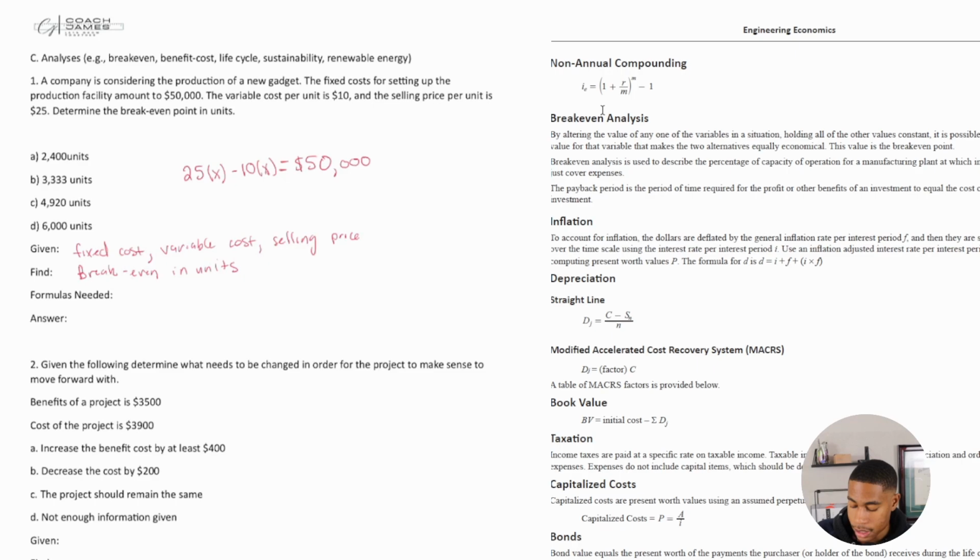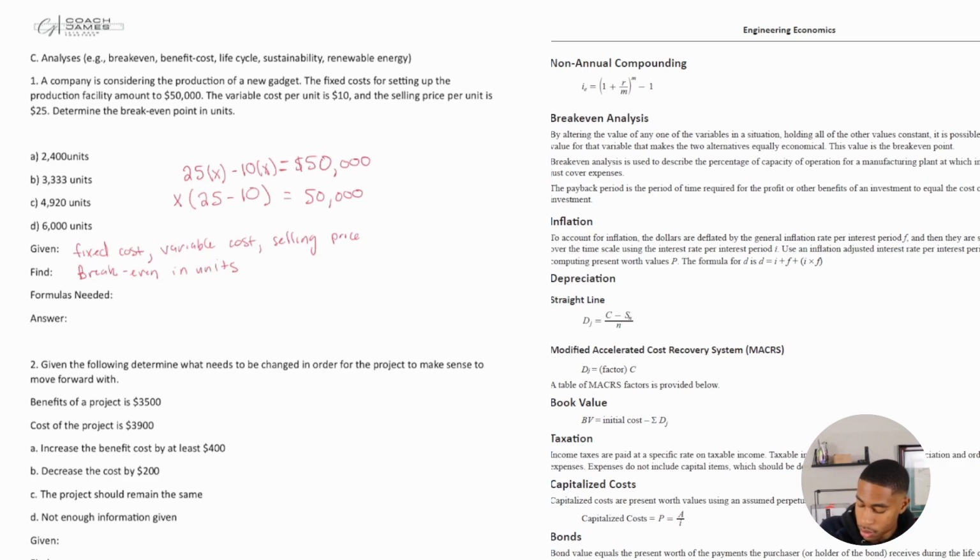I know that there's a certain amount of units that I need to be able to sell in order to pay this facility amount and get my numbers to 50,000. So what is that number? Well, we can factor out the amount of units. So it'd just be 25 minus 10 is equal to 50,000.